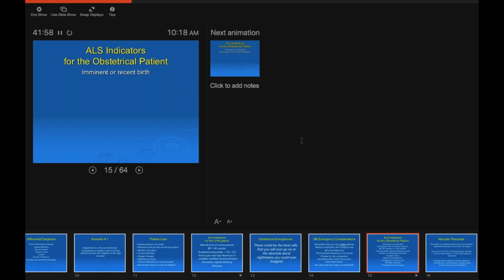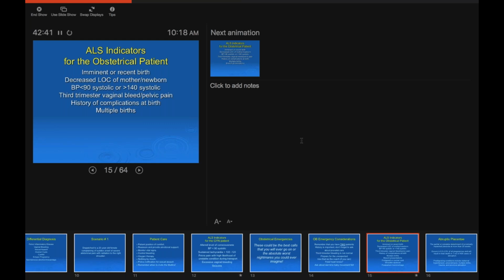Try it. So other ALS indicators for the obstetrical patient are imminent or recent birth, decreased level of consciousness in the mother or newborn, systolic BP of less than 90 or greater than 140, third trimester vaginal bleeding or pelvic pain, history of complications at birth, and multiple births. Are we prepared for that? How many OB kits do you carry on your ambulance? Three. In the truck.